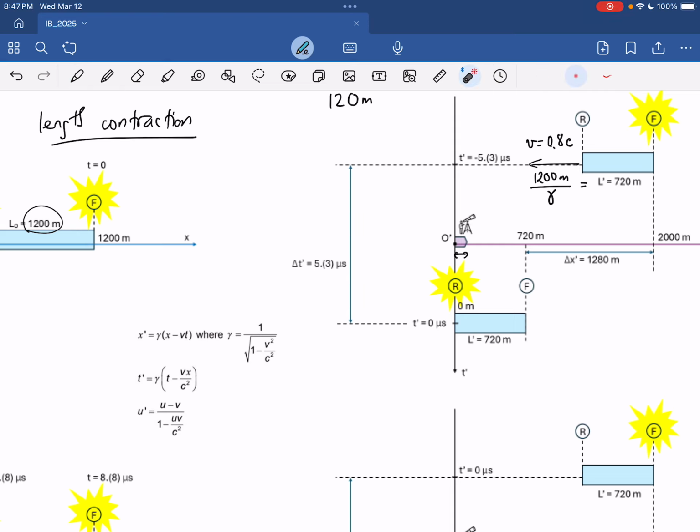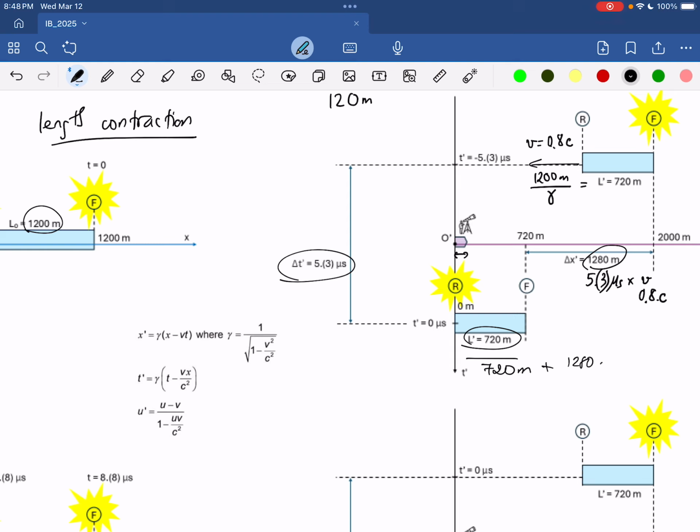So then you can see how far the spaceship can travel in that much time. Yes, this will be this value. So if you plug in 5.3 microseconds here with the speed 0.8 of the speed of light, you will find this value. And then it all makes sense here, because later when the spaceship arrives here after that much amount of time, this length is 720 meters plus this value here, perfectly equal to 2,000 meters, where they can see the F position at the beginning. So then everything falls into place, right?